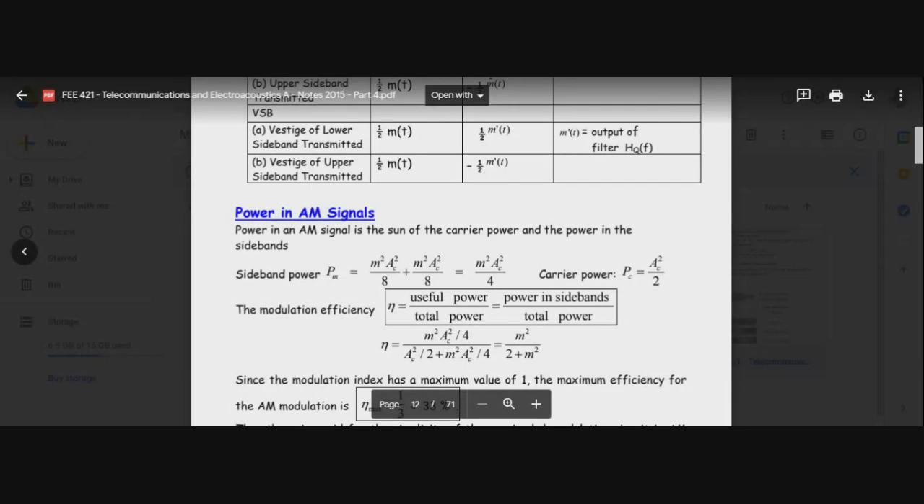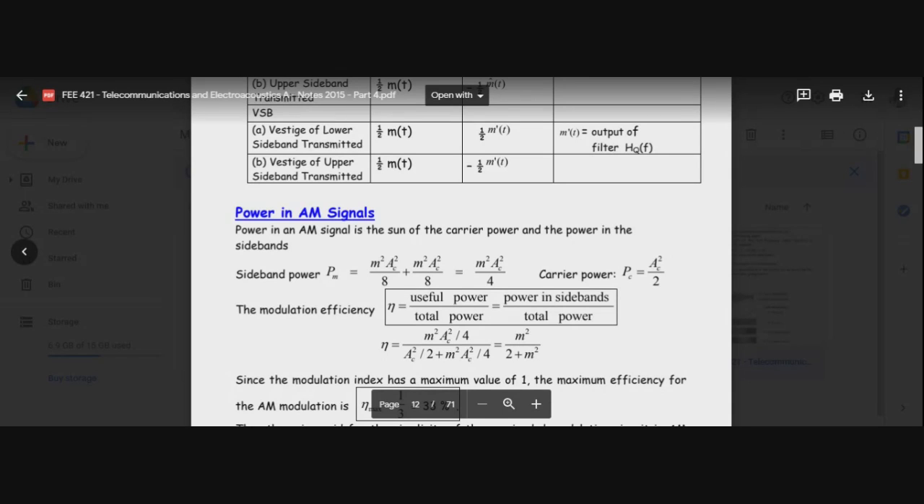The carrier power, and I hope you know this, PC is AC squared over 2. You know that the average power in a sine wave is half of the amplitude squared. I hope that doesn't need to be derived. But you can derive it if you're given a sine wave, and you do it over one period, and you square the signal and divide by the period, and you integrate, then you'll get the amplitude squared over 2.